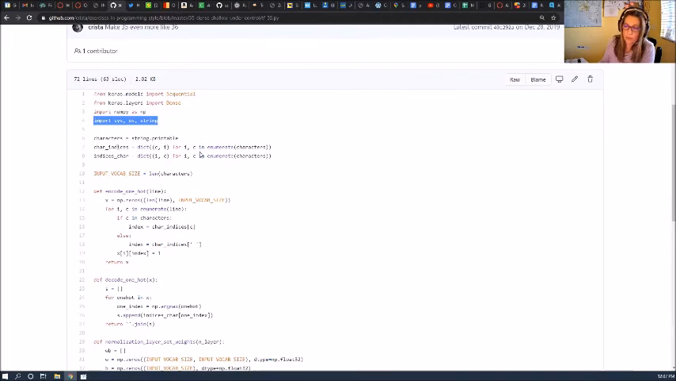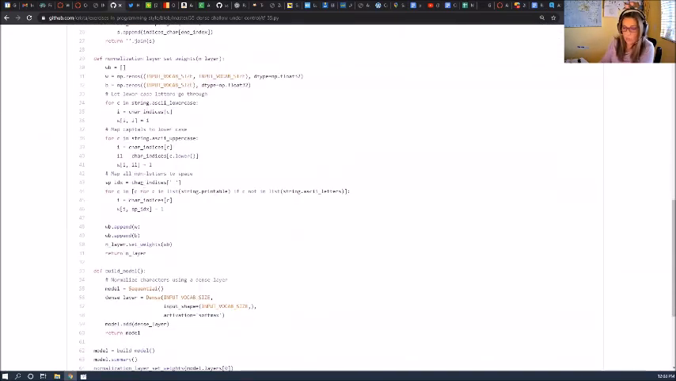So each of these characters is going to have a 1 in its corresponding place. And then I have the reverse thing. I have the char indices: given the char, what is its index? And then I have the reverse lookup: given an index, what's the char? That's what's going on in here. So in any case, the input vocab size is 100.